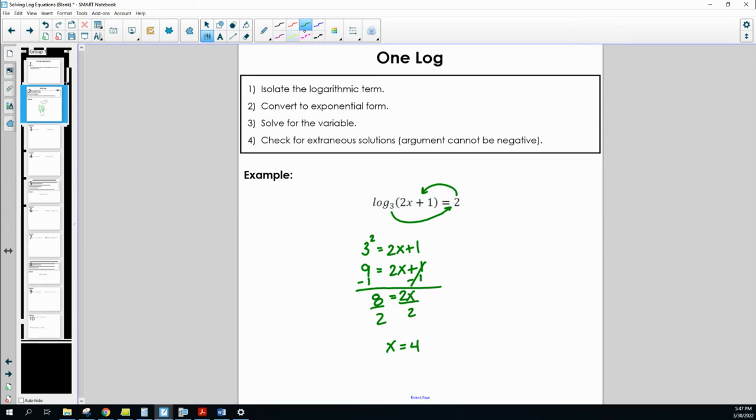Now let's check to see if the argument is positive or negative. Unlike regular extraneous solutions, we don't need to check if the left side and the right side equal each other. We're just checking the argument. So I should put in a 4 here for x. I don't care about what this equals, I care about just the argument. Here I have 2 times 4, which is 8, plus 1, which is 9. This is a positive number. Since it's a positive number, that means x equals 4 is a good answer.